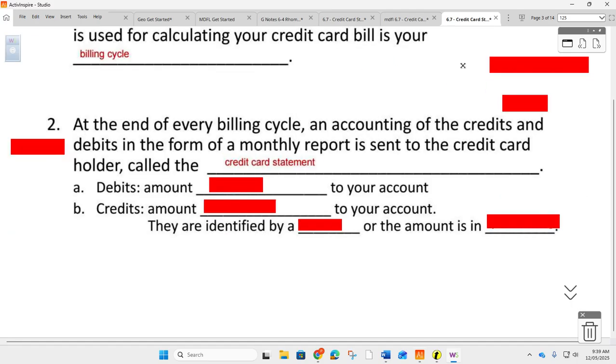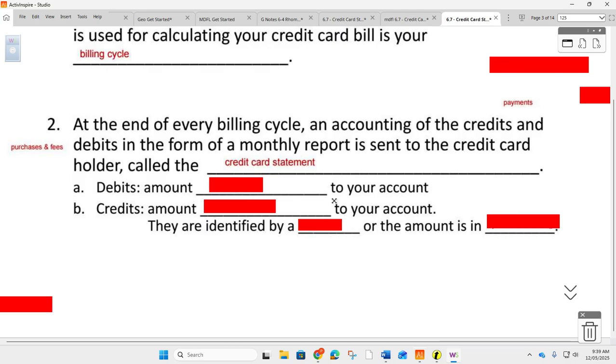So a credit card statement is an accounting of the credits and debits in the form of a monthly report that is sent to the credit card holder. And that is the credit card statement. Credits are payments, debits are purchases and fees.